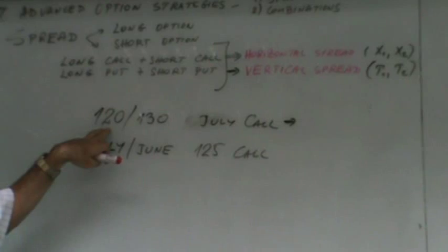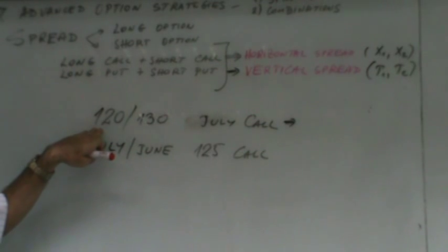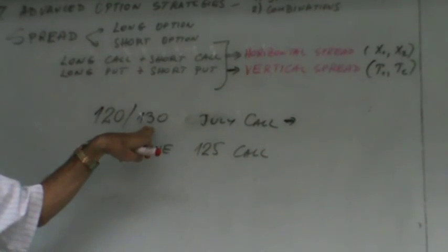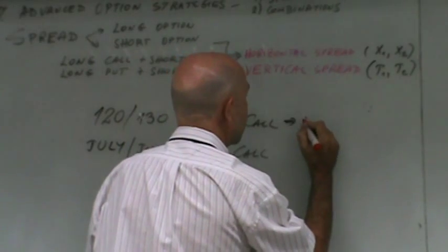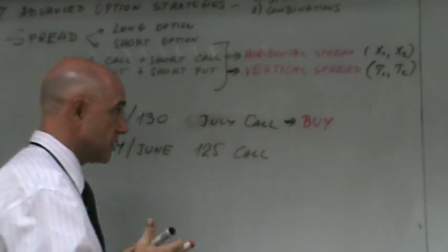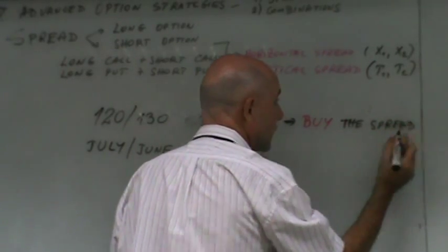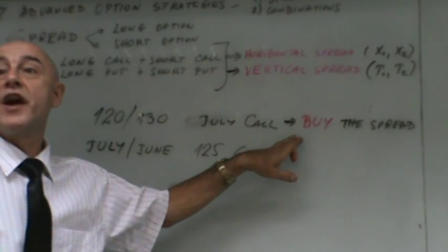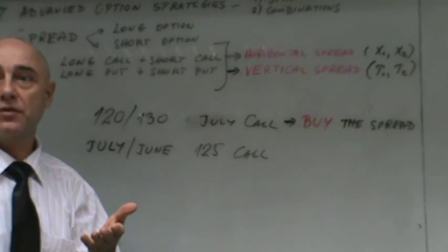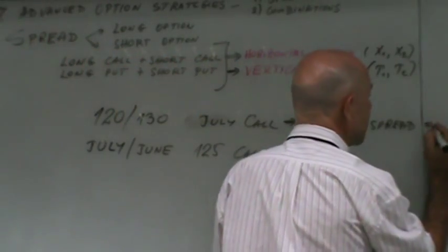Your long call, this 120, is more expensive than this one. So the 120 call is more expensive. You have a net cash outflow. So we say you buy the spread. You buy the spread when, initially, when you initiate the spread, you have a cash outflow. When you buy the spread, we say that it's a debit spread.